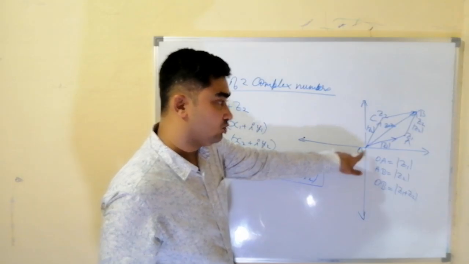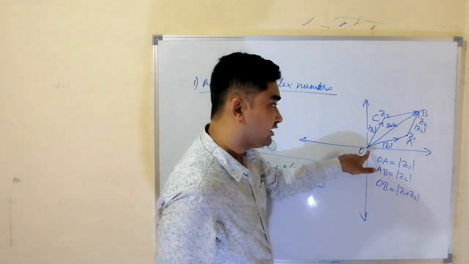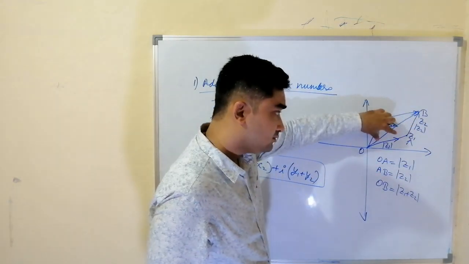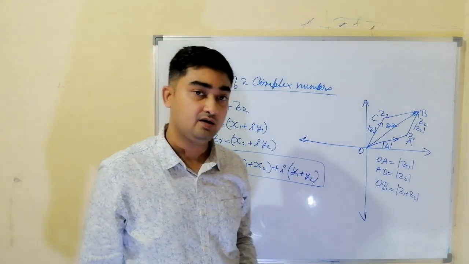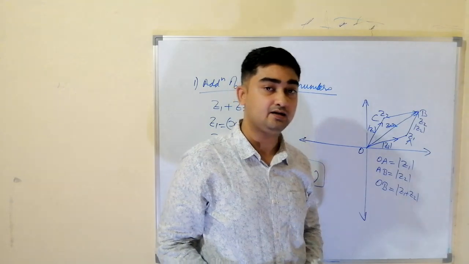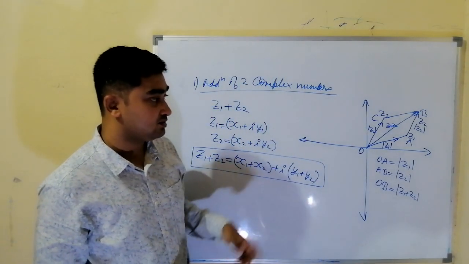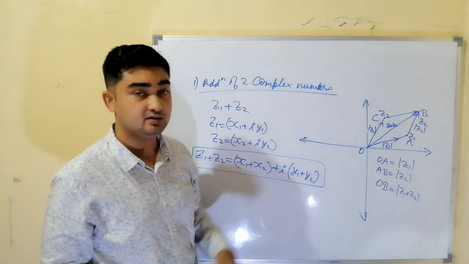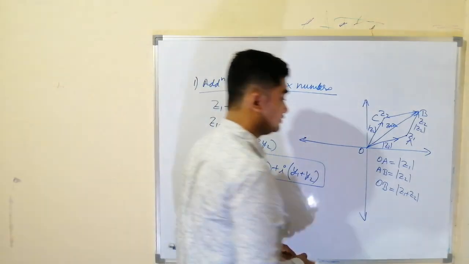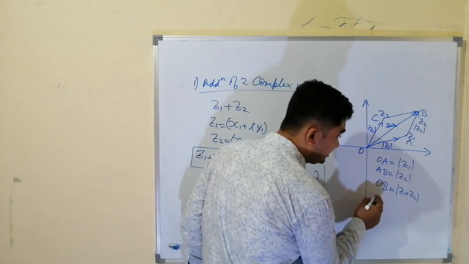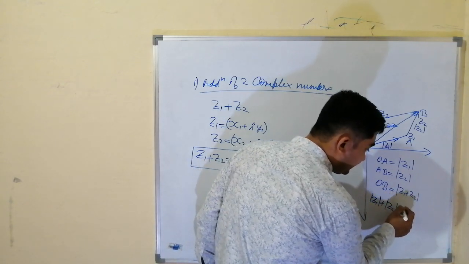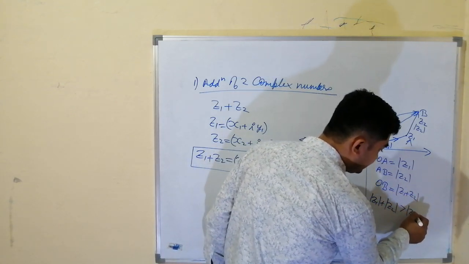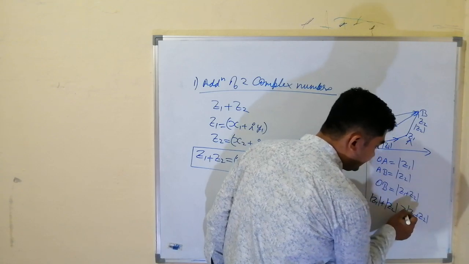Now in the triangle OAB, we can say the sum of two sides is always greater than the third side. It is a property of a triangle that in any triangle the sum of two sides is always greater than the third side. So we will have OA plus AB, that is mod of Z1 plus mod of Z2, always greater than mod of Z1 plus Z2. But they can be equal also.